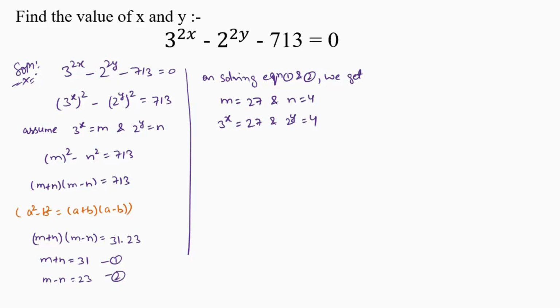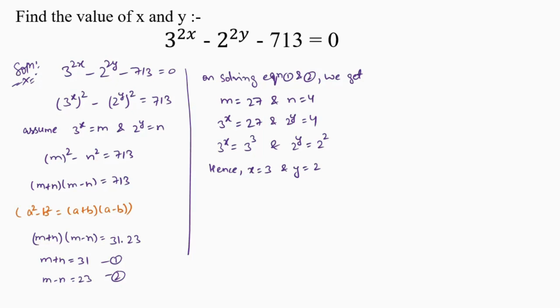Now we can write this as 3 raised to power x equals 3 raised to power 3 and 2 raised to power y equals 2 raised to power 2. Since their bases are the same in both cases, their powers will be equal. Hence, we get the value of x equals 3 and y equals 2.